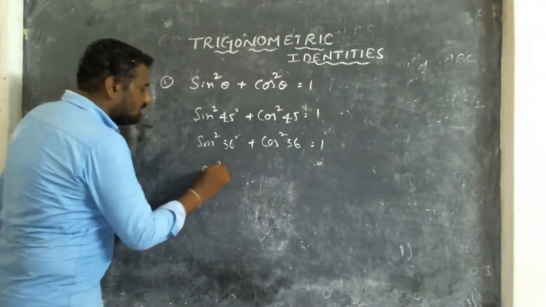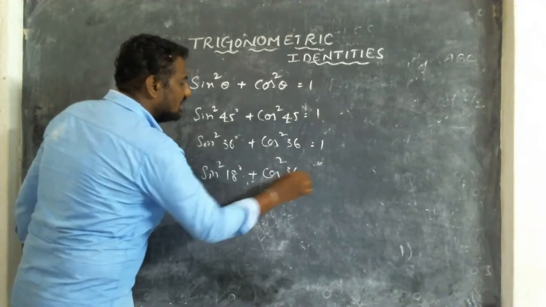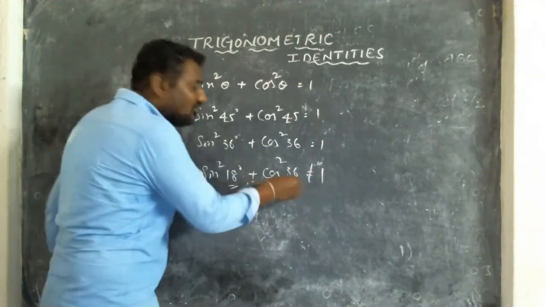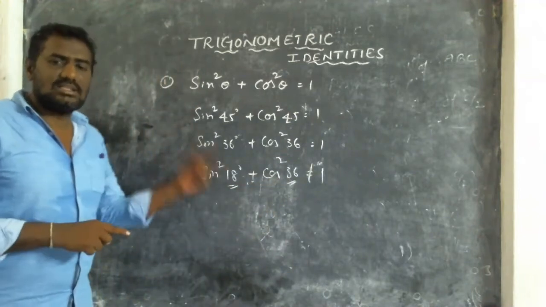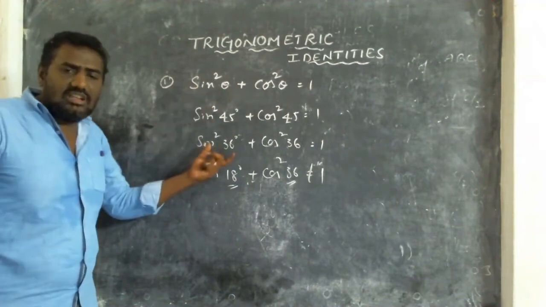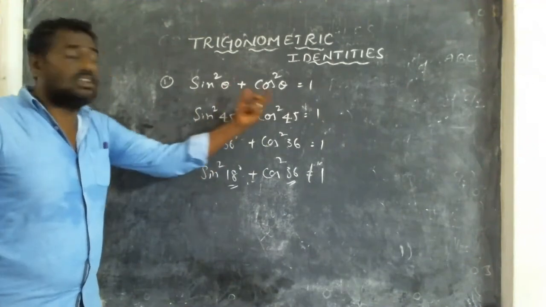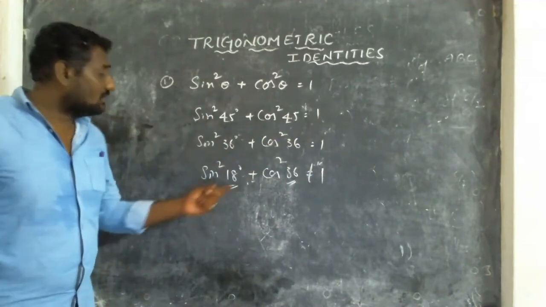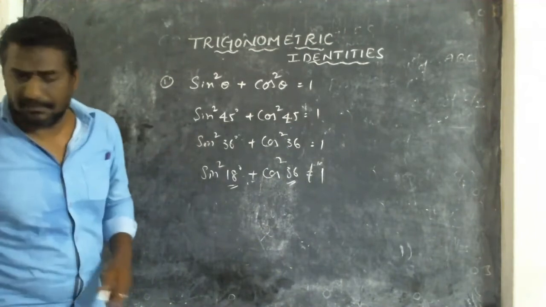Sine square 18 degree plus cos square 36 degree is not equal to 1. Why? Because the angles are different. When the angles are the same and sine square and cos square are there, we can say it is 1. The second and third are in the form of sine square theta plus cos square theta, so we can say the value is 1. But in the last one the angles are different, so we cannot say it is equal to 1.